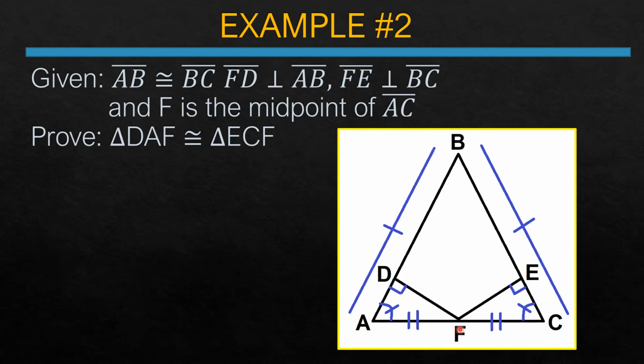F is the midpoint of AC, which implies that line segments AF and FC are congruent. We need to prove that triangles DAF and ECF are congruent. Observe that we already have three corresponding parts congruent, fortunately. Thus, we can say that triangles DAF and ECF are congruent by the SAA theorem.